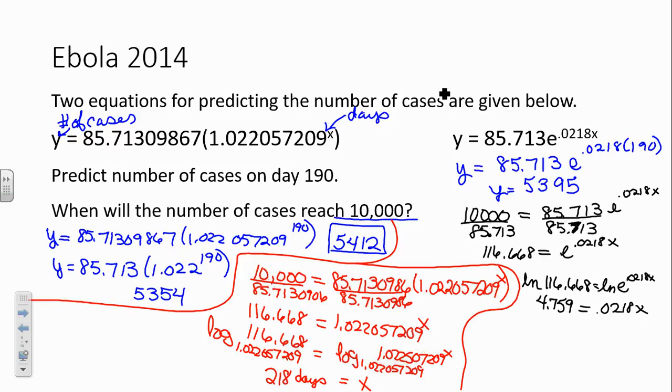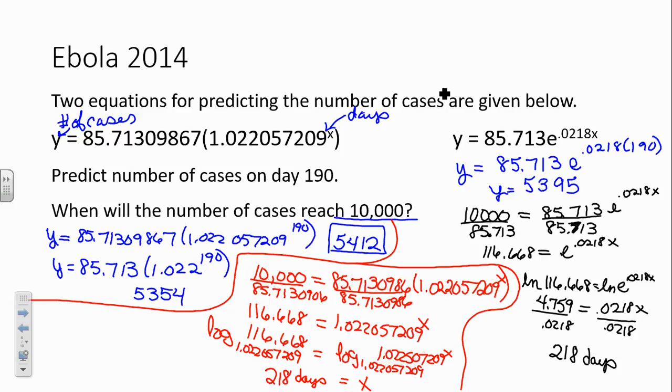Now how do we get the x by itself? Divide. So we'll divide by 0.0218, and this number divided by 0.0218, this is now the time that we round. So we say 218 days. And they came up with the same answer. So both models are predicting roughly the same type of curve, same kind of equation. All right, questions about this slide?